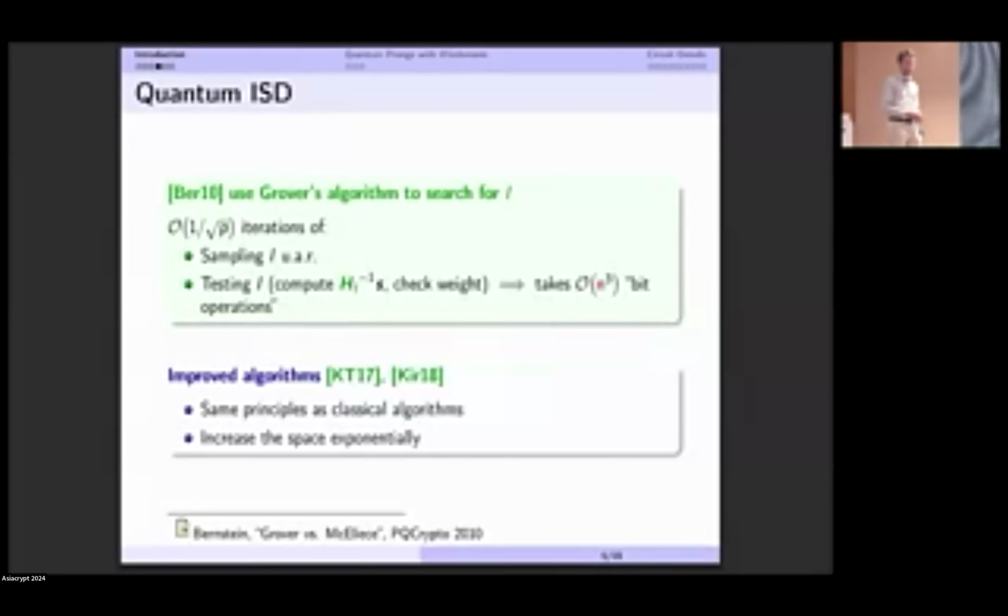And there are also improved algorithms, just like there are better classical algorithms. But again, they follow the same principles as the classical algorithms, and so they're going to use more memory.